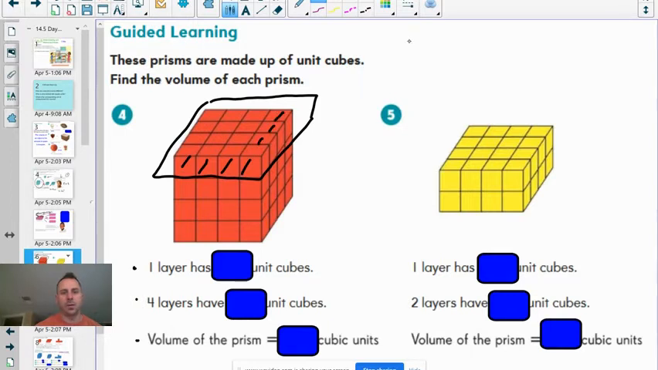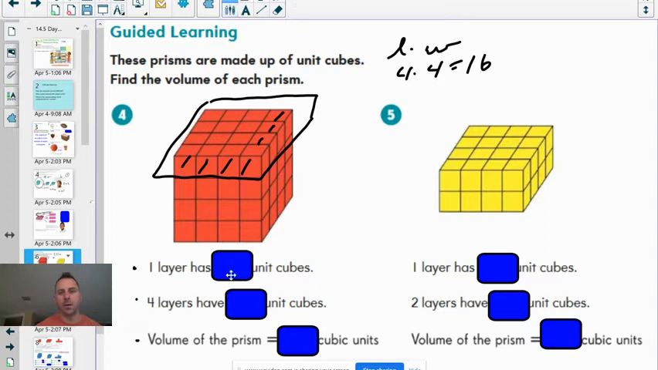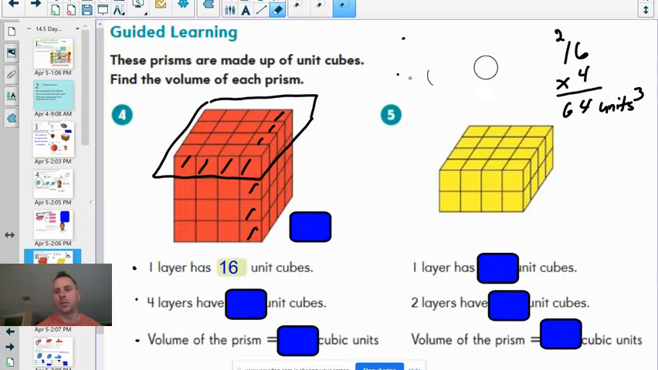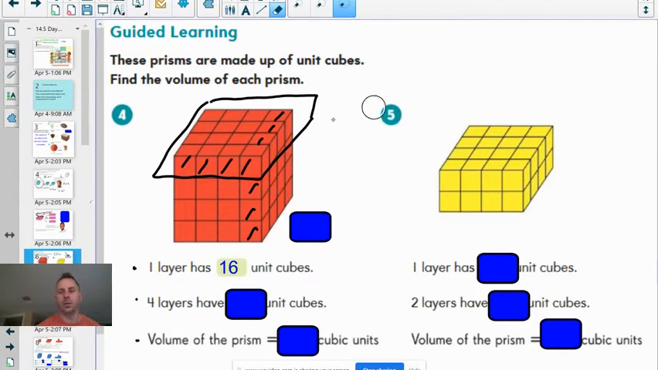So it's 1, 2, 3, 4 is the length, and 1, 2, 3, 4 is the width. So if you think of L times W, if you're just doing the area, 4 times 4 equals 16. So each layer should have 16 unit cubes. 4 layers have how many cubes? Well, then you can just say, okay, so the height is 1, 2, 3, 4. So this is actually a cube. So you can do 16 times your 4 is 64 units cubed would be your total.